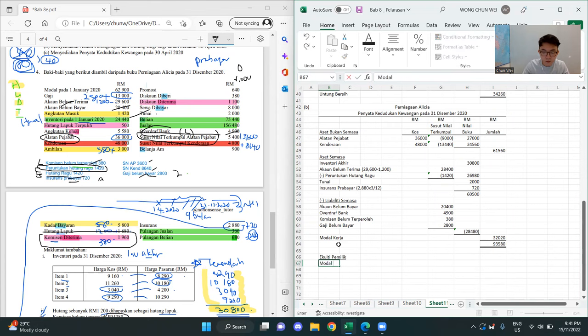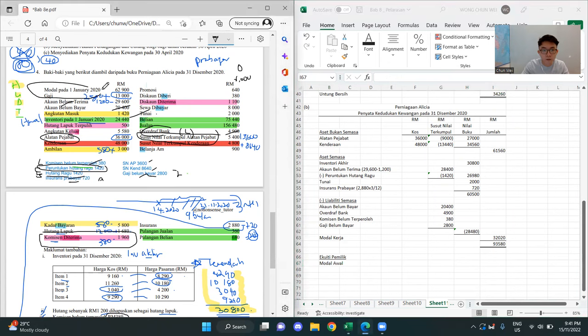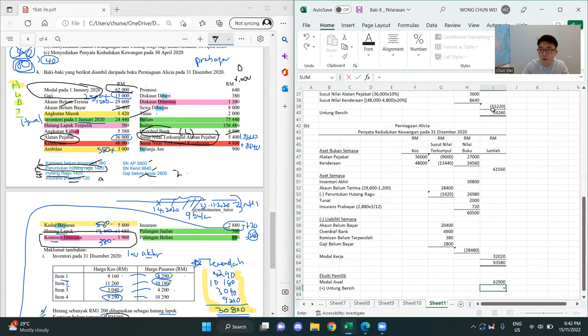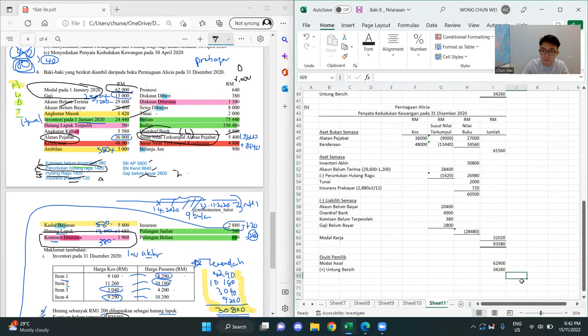Alright, so this is your equity pemilik. We'll start with your modal awal. Okay, so your modal awal is how much, you look from your question here. Your modal, for the first January 2020, is 62,900. So 62,900, start off with this one. After that, you have to add your untung bersih from your akaun untung rugi. So your untung bersih is 34,260. So you get 97,160.